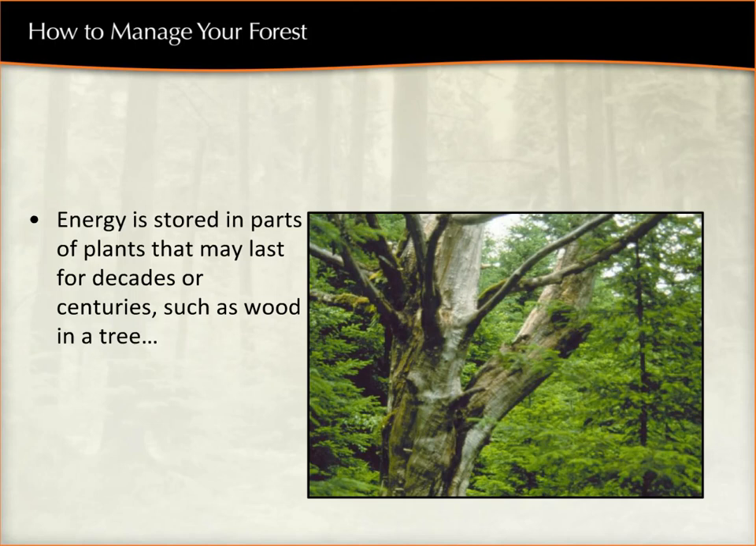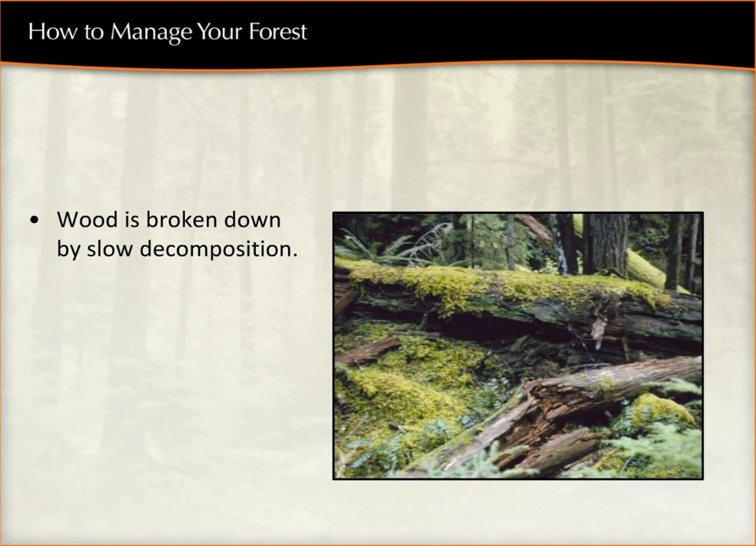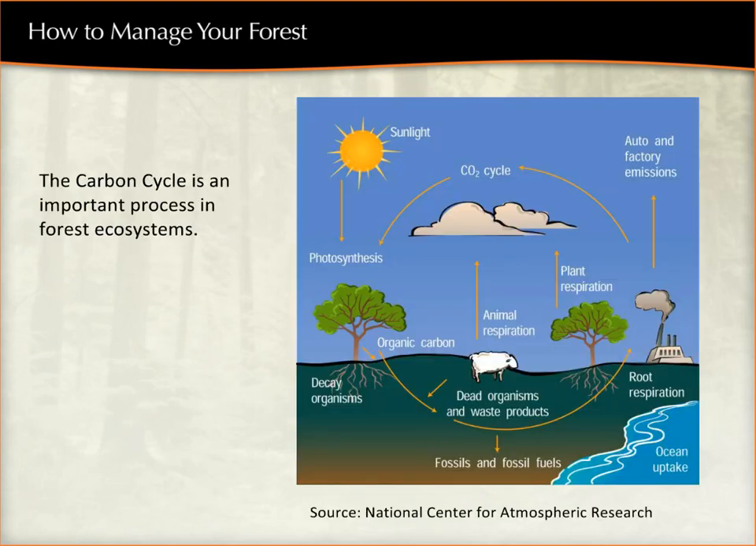Energy is also stored in parts of plants that may last for decades or centuries, such as the wood in a tree, until the wood is finally broken down by slower decomposition. The process of energy transfer and storage is often referred to as the food web or food chain. And as you learned in Section 4 on tree biology, carbon is a key element in the process via photosynthesis and respiration. So we often refer to the carbon cycle as an important process in forest ecosystems, related to the energy cycle.